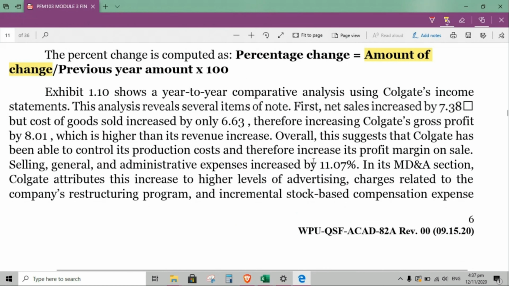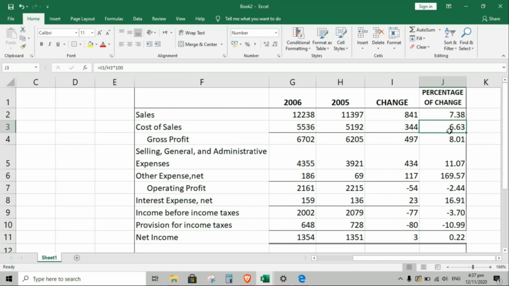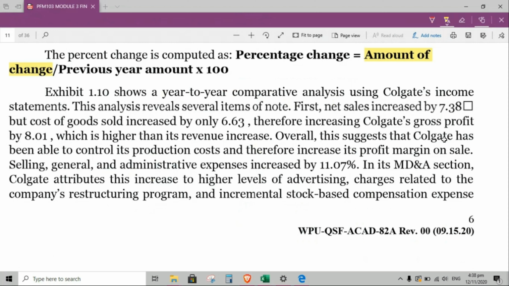So, yung gross profit niya, mas mataas compared sa sales niya. Okay. So, overall, this suggests that Colgate has been able to control its production costs and therefore increase its profit margin on sales. Ibig sabihin niyan, yung kanyang cost of goods cost of sales niya, namamanage niya ng maayos. Kumbaga, hindi ganon ka sobra yung kanyang production. Meaning to say, yung mga produce nila na product ay halos lahat naman ay naibebenta. Kasi kung makikita mo, kukunti lang yung agwat nila at pagdating dito, mataas siya yung percentage.